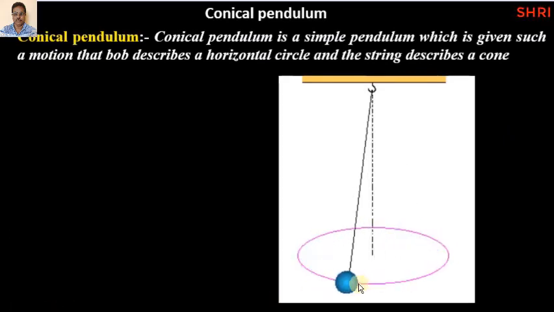That means when this pendulum completes one revolution, what is the time required for one revolution? We have to derive the expression for that period. A conical pendulum is a simple pendulum which is given such a motion that the bob, the small heavy sphere, describes a horizontal circle and the string describes a cone. Now to derive this relation for period, we have to understand this figure. Try to understand the various forces acting on the bob when it is performing circular motion in a horizontal plane.